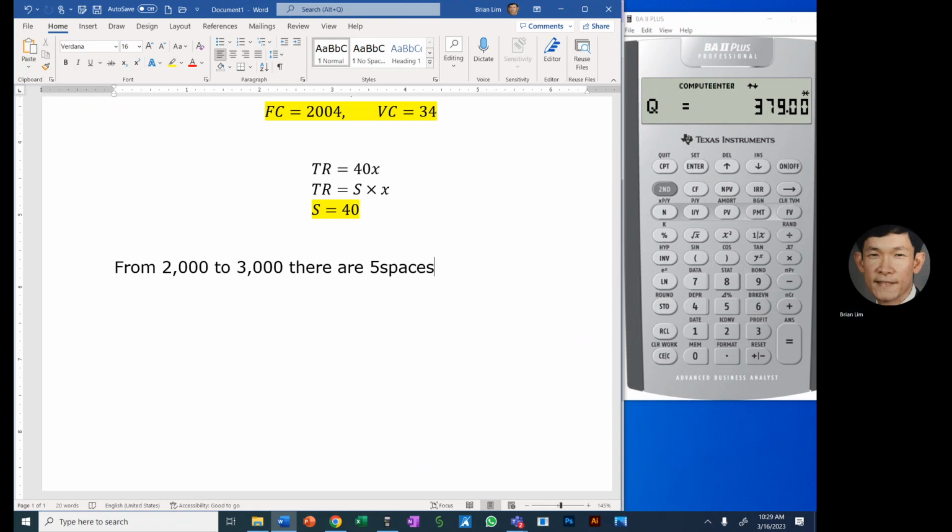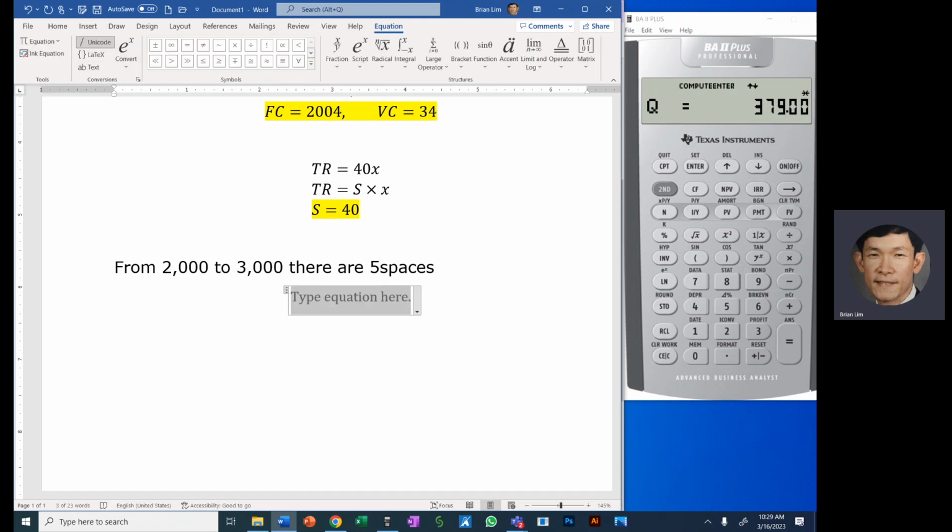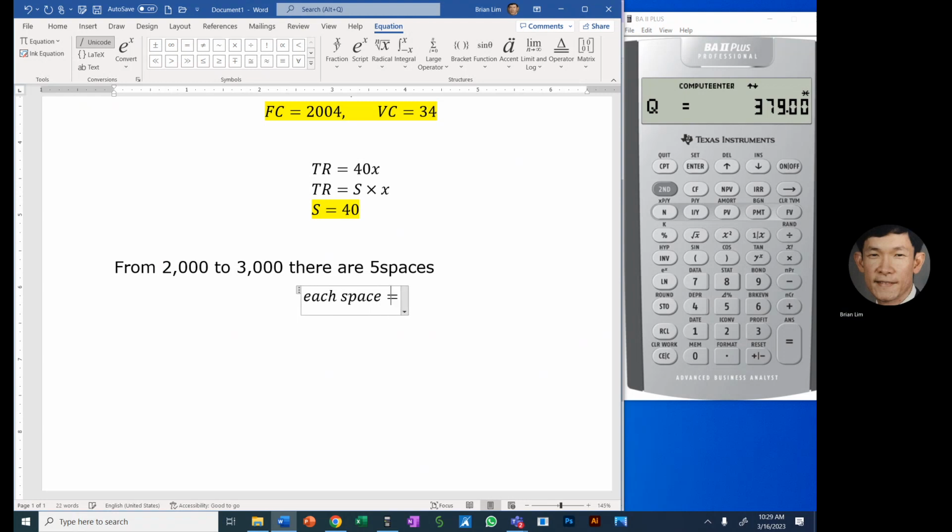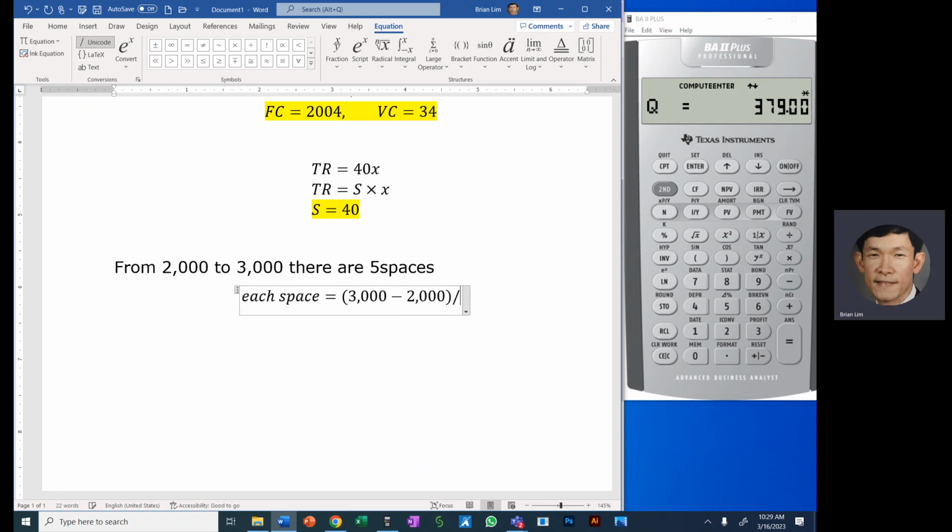Okay? So each space, maybe we'll use the equation editor. So each space is equal to what? Well, we take the 3,000, correct? And we subtract the 2,000. And we divide by 5, the number of spaces, correct? Yes. So that's equal to what? 1,000 divided by 5, which is equal to 200. We can do it on the calculator.